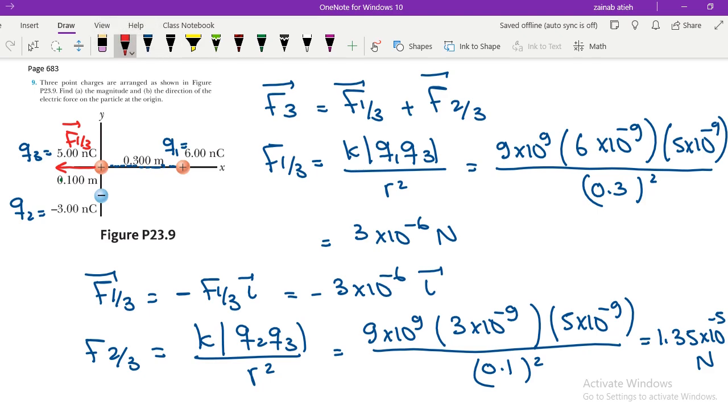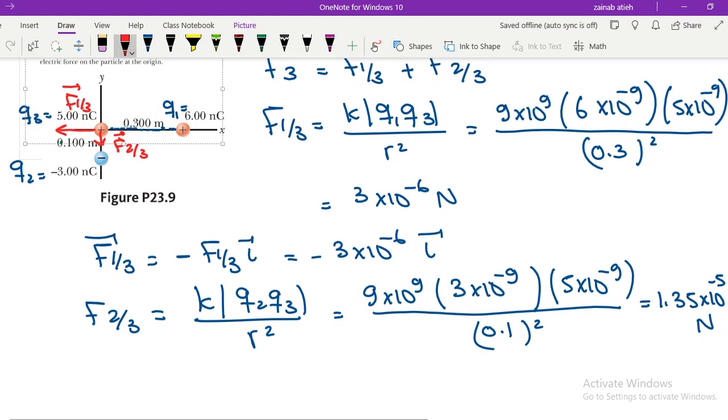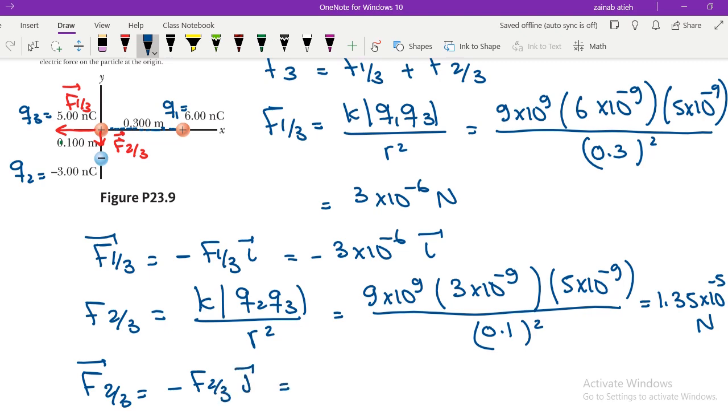So the force exerted by 2 on 3 is drawn at 3. It will be an attractive force like this. So this is F exerted by 2 on 3. Okay, so you can see from the figure it's along the j direction, opposite to j. It's along the y-axis, opposite to the j direction. So it's written like this: F2 on 3 is equal to minus F2 on 3 j. It's equal to minus 1.35 times 10 to the power minus 5 j.